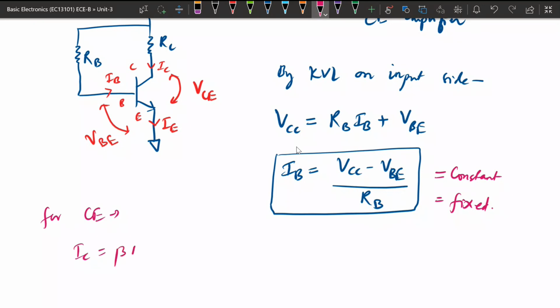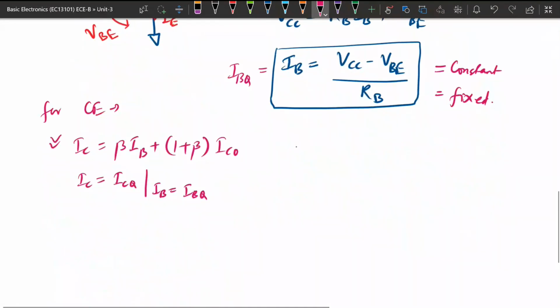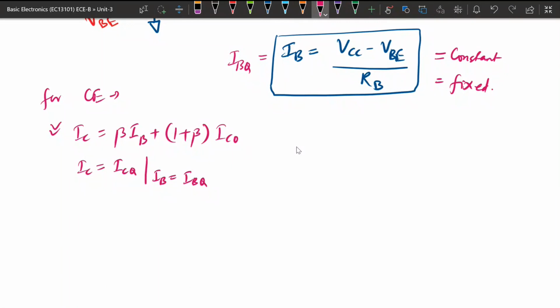IC will be equal to beta times IB plus (1 plus beta) times ICO. So once we know the fixed IB, we can get the IC. So this IC for fixed IB, this IB will be nothing but the IBQ, that is the operating point Q. So for this IBQ, we can get the IC, that IC will be ICQ for IB equals to IBQ. Okay, so once we have the IBQ, we can get ICQ.